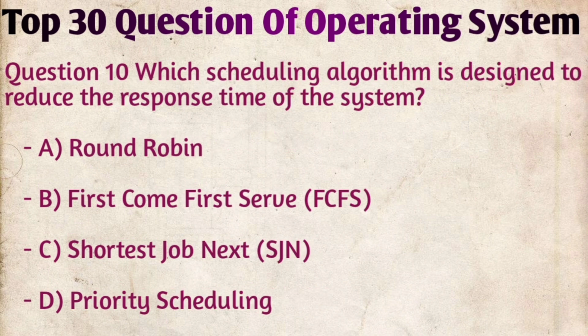Question 10. Which scheduling algorithm is designed to reduce the response time of the system? A. Round robin. B. First come first serve FCFS. C. Shortest job next SJN. D. Priority scheduling. So the answer is A. Round robin. So we are moved towards our next question.